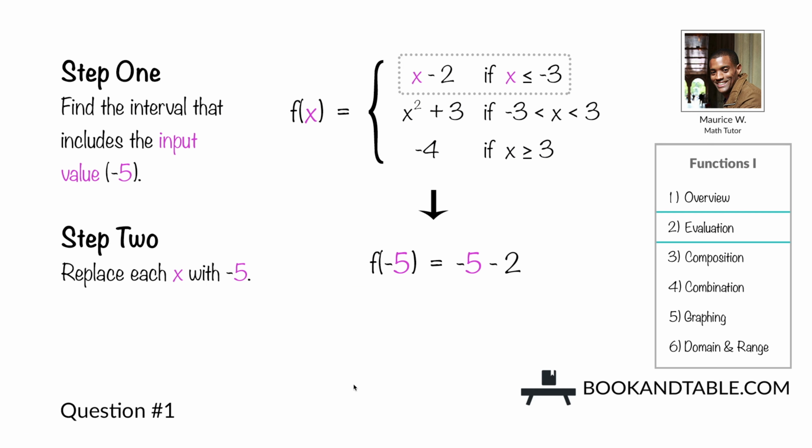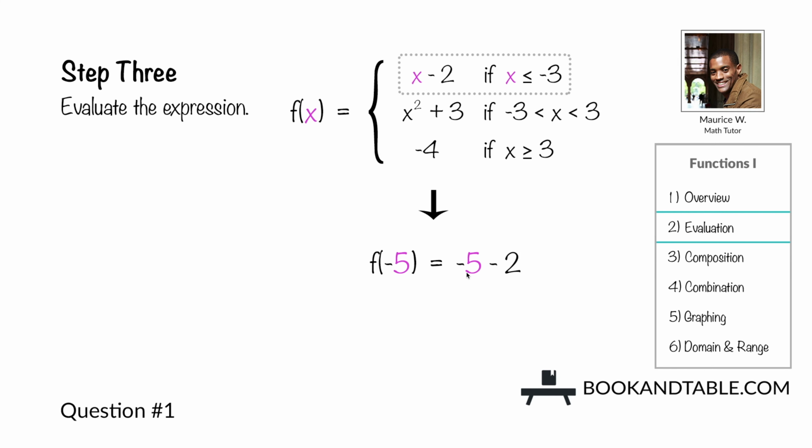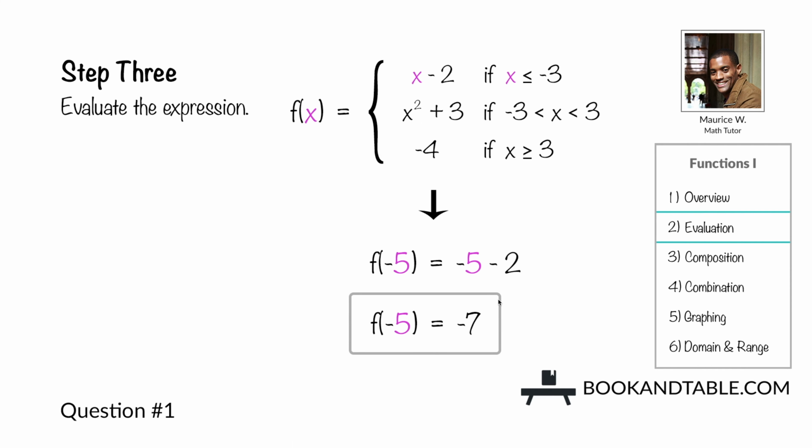Question number 1, step 1, find the interval that includes the input value -5. So we go to our intervals, and -5 is less than -3. So we want to use the expression x minus 2. So then we want to replace each x with -5, giving us -5 minus 2. And now that we have the expression we need and the number plugged in for the independent variable, the third step is to evaluate the expression. And -5 minus 2 is equal to -7. So the answer to question number 1 is f of -5 is equal to -7.